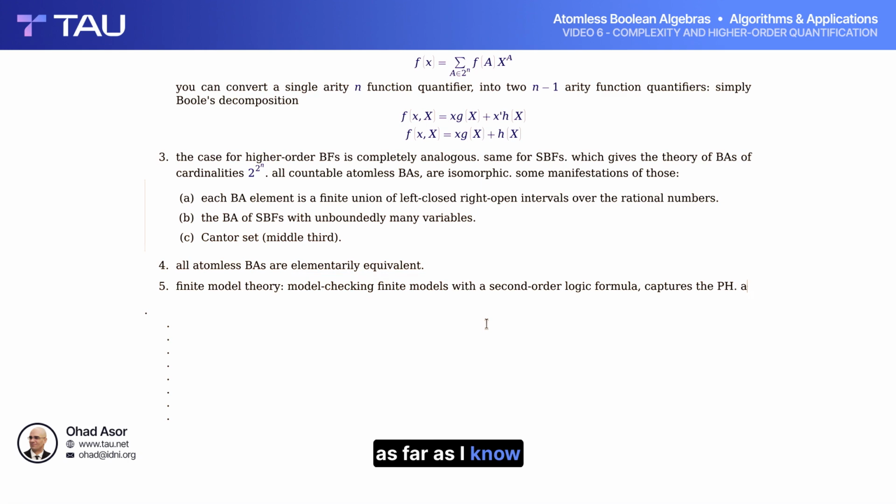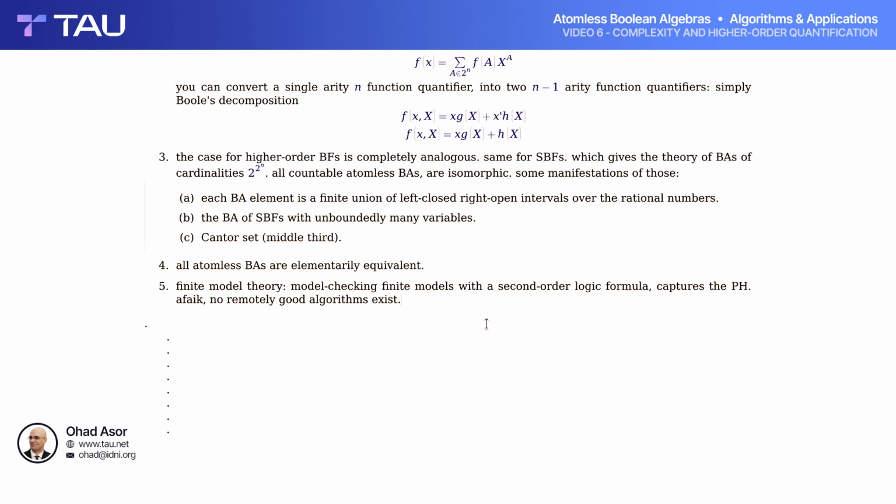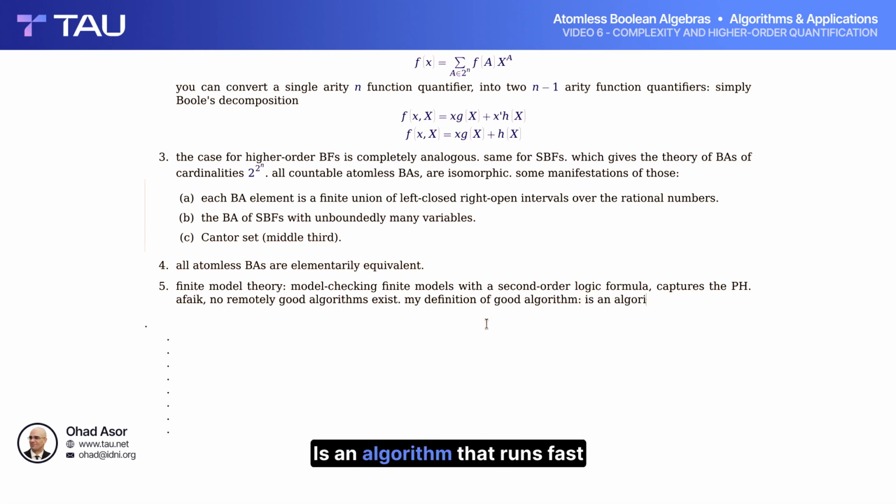Now, as far as I know, no remotely good algorithms exist. Algorithms that take a formula in second order logic and a finite model and tell whether the model models the formula. It is easy to give an algorithm that is always exponential, that is always of horrendous complexity, but what do I mean by a good algorithm? It is an algorithm that runs fast on many easy instances. So it has a lot of opportunity to return an answer quickly.